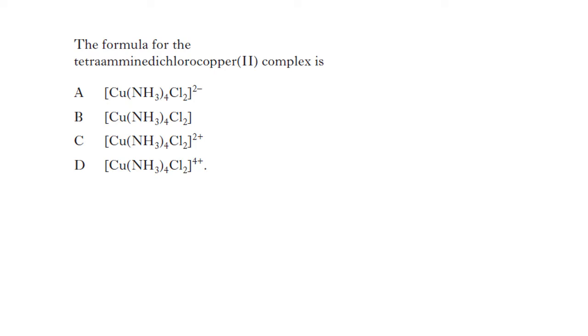Right, the next question here is naming a complex, working out the complex from a name. The first thing I'm going to do is look at the ending. So it's copper 2. Now, the name is copper, it's not cuprate. Cuprate would be used if the complex had a negative charge. So because it's copper, we can eliminate A because of that negative charge. It's copper 2, which means that copper is 2 plus.